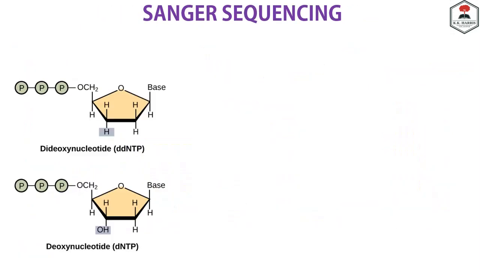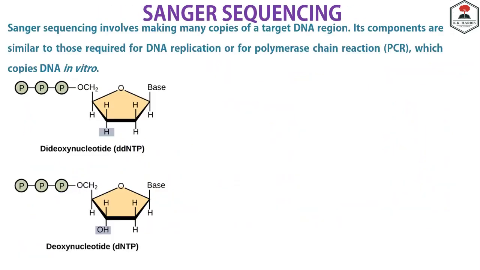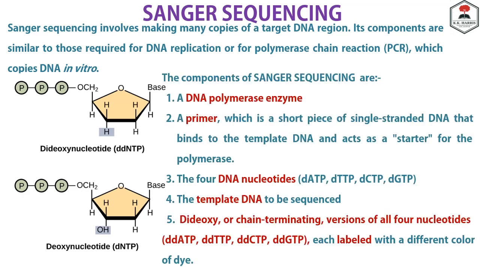Sanger sequencing. Sanger sequencing involves making many copies of a target DNA region. Its components are similar to those required for DNA replication or for polymerase chain reaction, PCR, which copies DNA in vitro. The components of Sanger sequencing are a DNA polymerase enzyme, a primer, which is a short piece of single-stranded DNA that binds to the template DNA and acts as a starter for the polymerase.